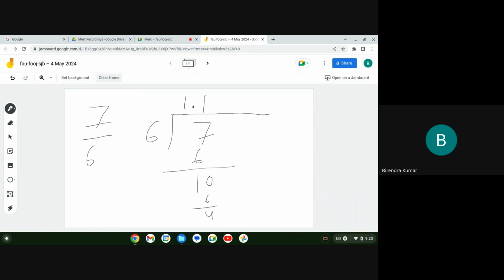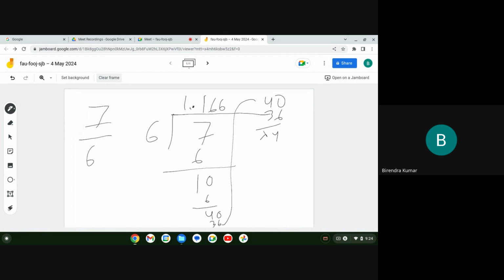Decimal gives me a 0 at every stage. 40. 6 6s are 36. What is remaining is, let me write this thing here. 40 minus 36 is 4. Now this decimal gives me one more 0. 6 6s are 36.